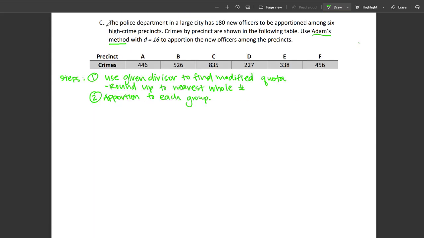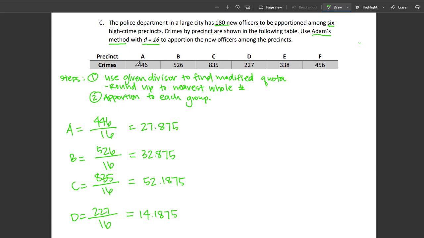So C says the police department in a large city has 180 new officers to be apportioned among 6 high crime precincts. Crimes by precinct are shown in the following table. They give us that our divisor is 16 and we need to apportion the new officers among the precincts. So we are going to take each precinct and divide by our given divisor. So we're taking each precinct and we are dividing each of them by 16, and then we're going to round up to the nearest whole number.